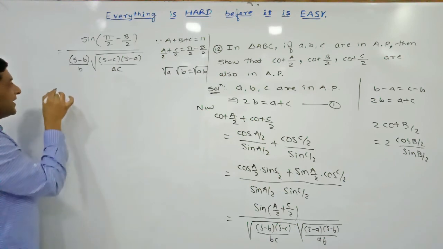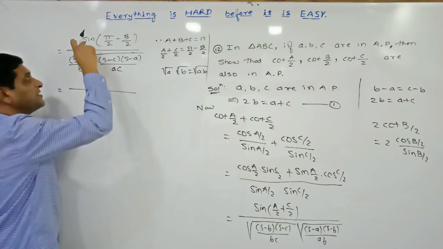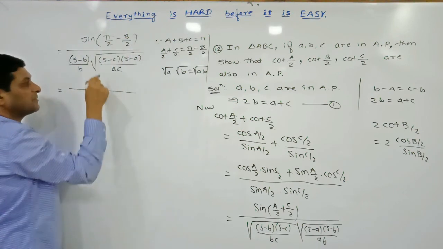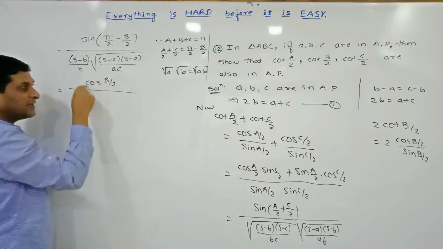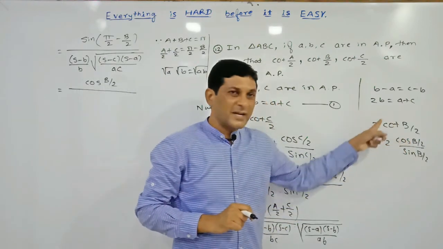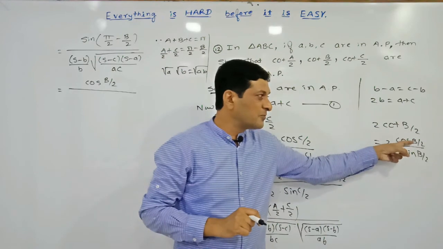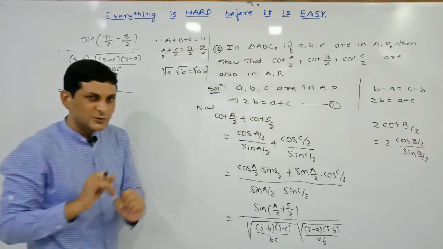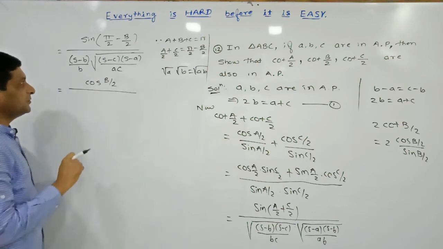now according to the allied angle formula, what is the value of sine of pi by 2 minus theta? It will be equal to cos theta, but theta is what here? B by 2. In this way, in the numerator what we have got here is cos B by 2. So to get our required result, in the numerator we will require cos B by 2, and in the denominator sine B by 2. So let us simplify the denominator now.